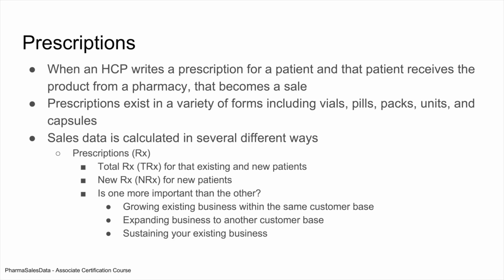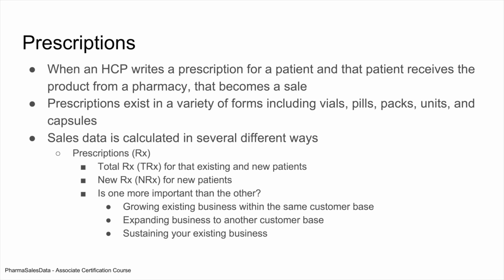Sales data is calculated in several different ways. Prescription RX is calculated, first of all, in total RX. Total RX is the total number of scripts for existing and new patients. New RX is the total for new patients only. So if you look at a specific HCP, a doctor, and you say, how many prescriptions has that doctor written in a specific time period, be it a week or a month or a year, you can sum all that up. So you get a total RX value for all the patients, and you get a new RX value for the new patients. Is one more important than the other?